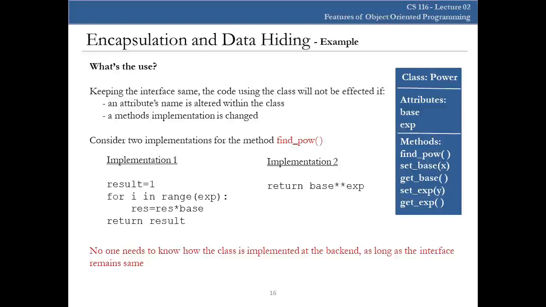That means no one needs to know how the class is implemented at the backend. You can do whatever you want inside the class, as long as the interface remains the same. Like, I cannot change the name of these functions, because if I change the name of these functions, since they are public, then your code will be affected. Otherwise, there won't be any effect on your code.